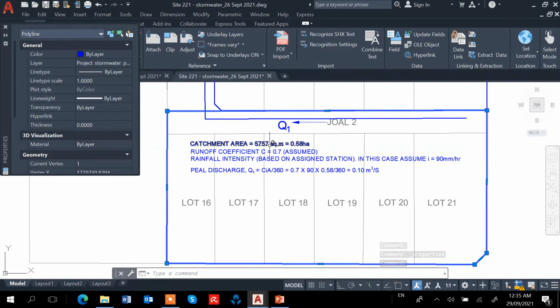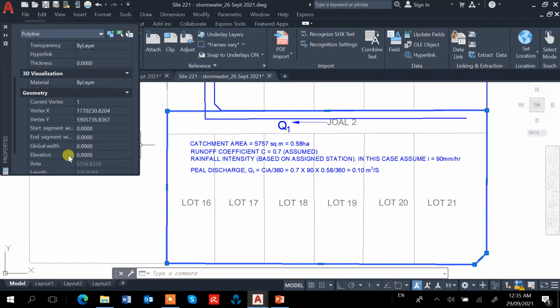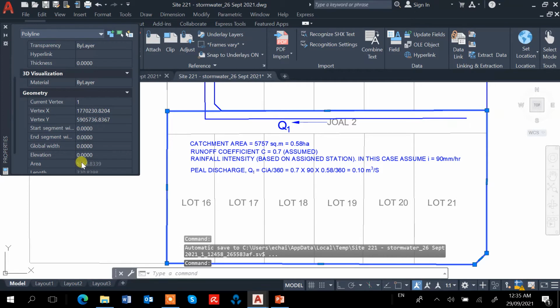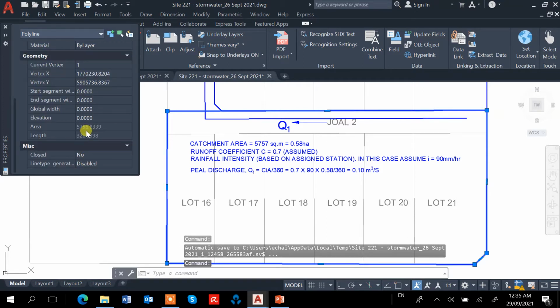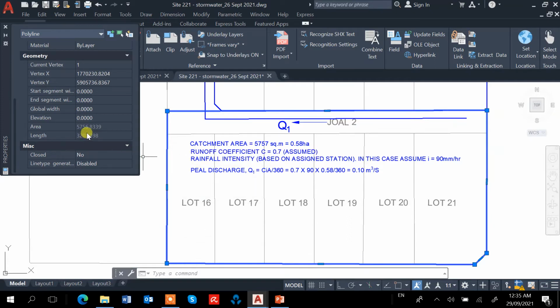This one, the Q1, the area is 5756.8, so 5757 square meter. One hectare is equal to 10,000 square meters, so 5757 divided by 10,000 gives us 0.58 hectare.